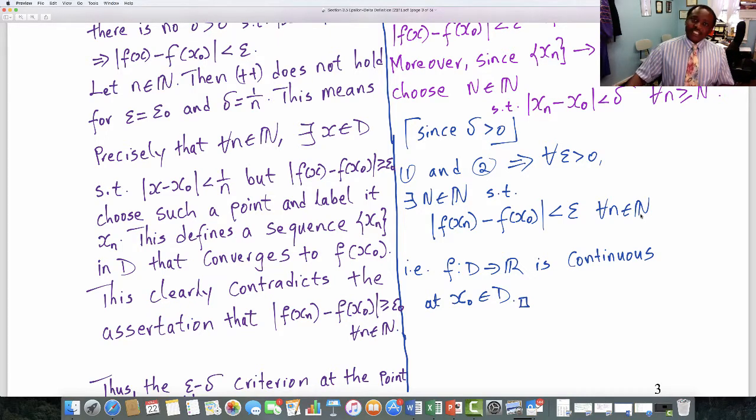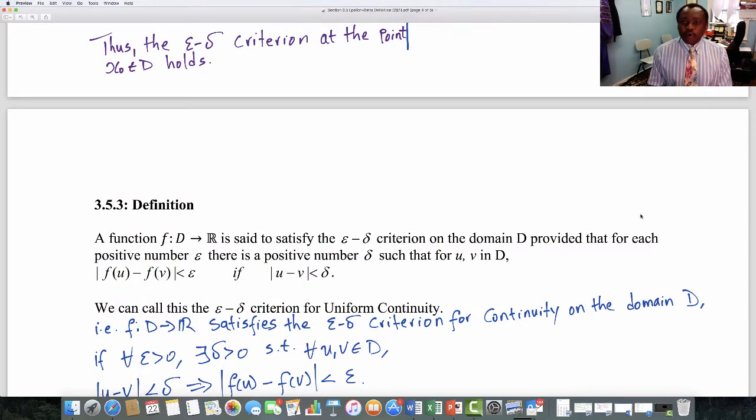Now let's proceed. In section 3.4, we introduced the concept of uniform continuity. Now that we have moved on from the sequential criterion for continuity to the epsilon delta criterion for continuity, it only makes sense that we introduce an equivalent concept for uniform continuity. And that is where definition 3.5.3 comes in.